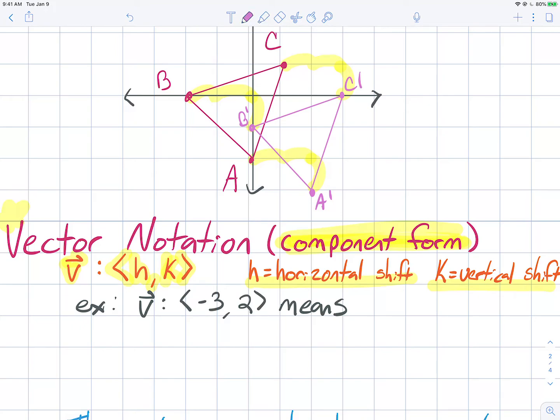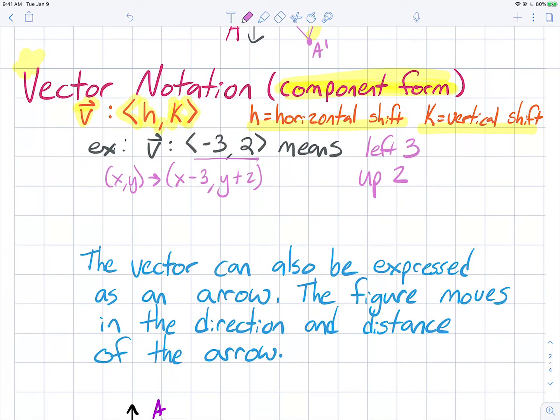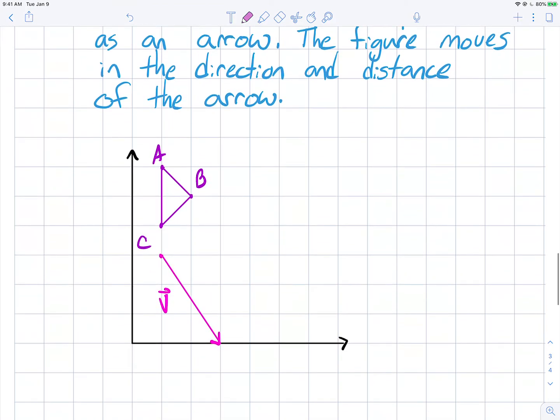So if I were to ask you to take a shape and move it along the vector negative 3 comma 2, what that means is you're going to go left 3 and up 2. This is exactly the same as if it was said x minus 3 comma y plus 2. It's just a shorter way of writing it. Now sometimes the vector can also be expressed as an arrow drawn in on the picture. So the figure moves in the direction and the distance of the arrow, so of the vector itself.